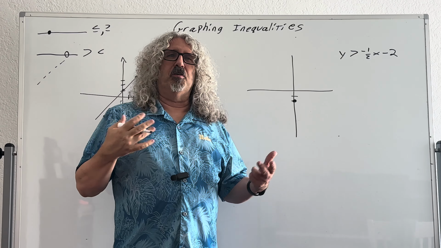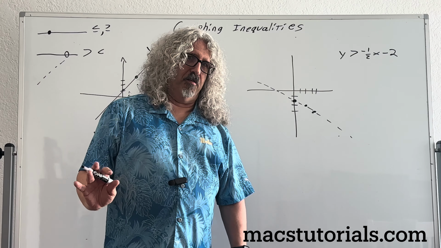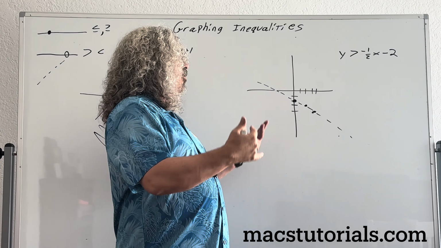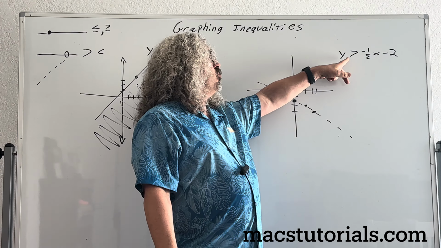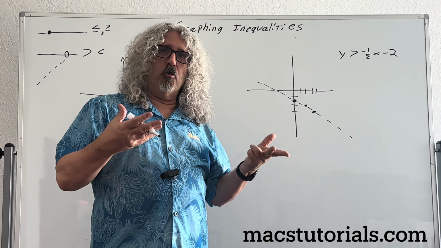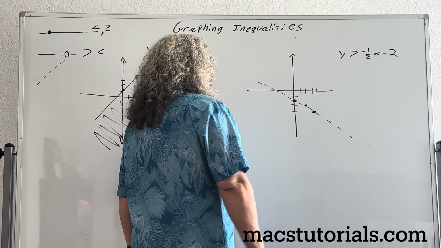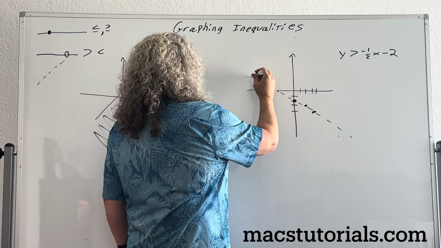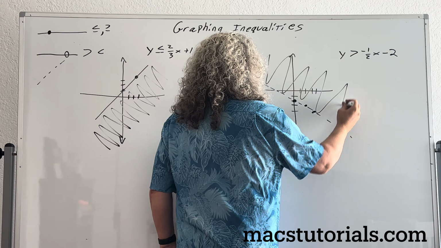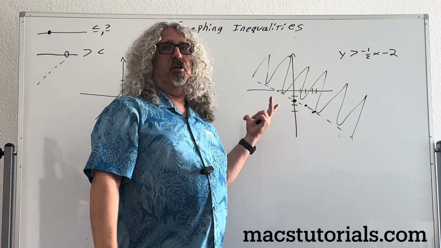But there's no equal sign. So what I'm going to do now is I'm just going to create a very dashed line. What that means is that anything on that line is not the answer, okay? Anything on the other side of the line will. Now, this one says y greater. Where do my y's get bigger? On the side that has the up arrow on the axis. So I'm going to want to shade it in this direction. And then that's what my answer looks like, okay?